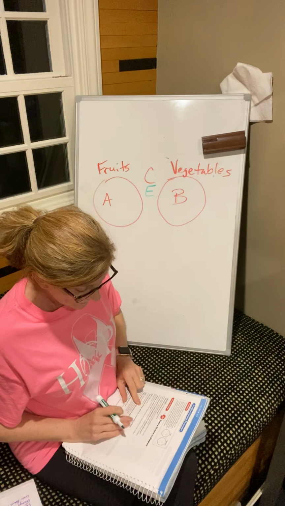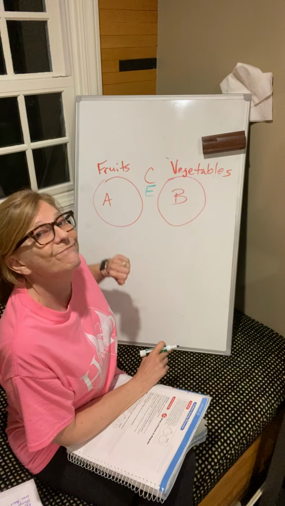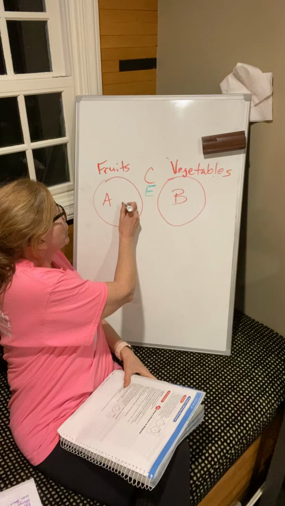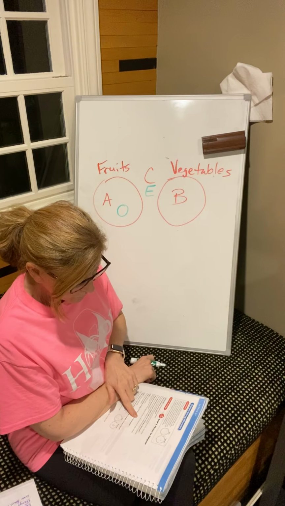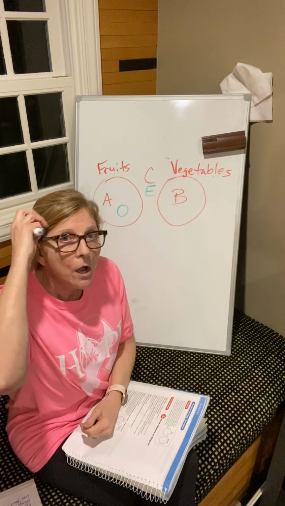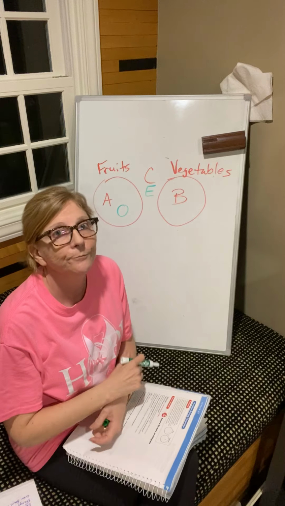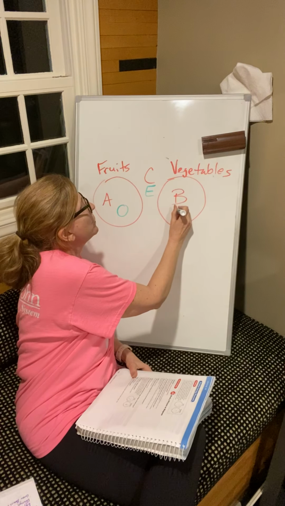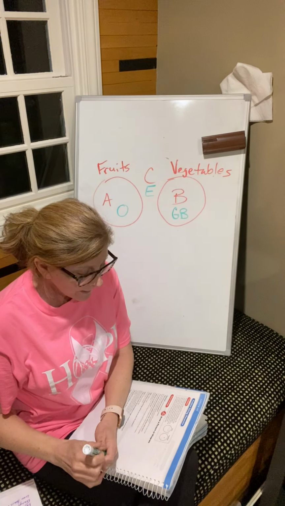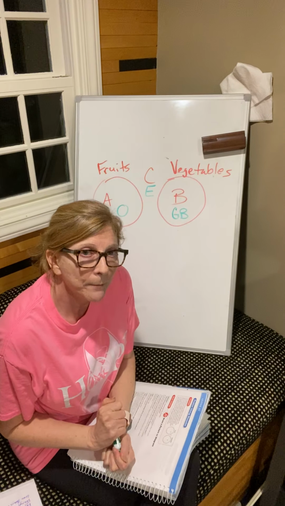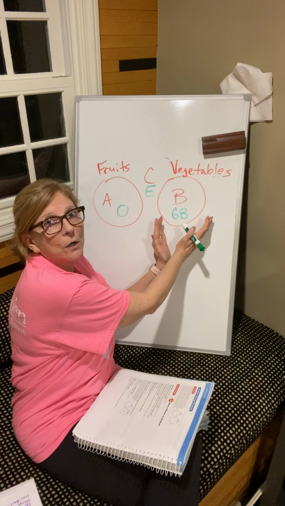Let's take the next one. Oranges. Are oranges a fruit? I believe they are, so the O would go inside the fruit circle. And what about green beans? Are green beans a fruit? No. Are they a vegetable? Of course. So we'll put GB for green beans. That is how you do a Venn diagram. It puts things into groups.